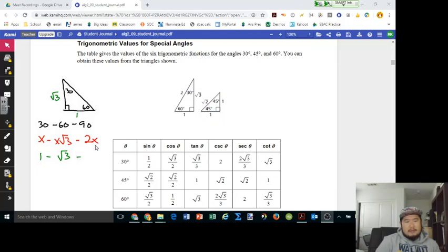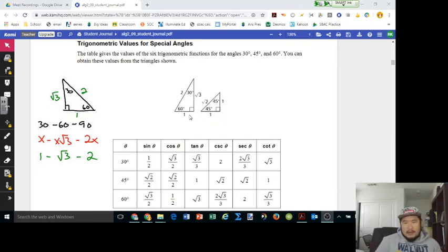And then the side opposite of the hypotenuse, or sorry, the 90-degree angle, will be 2 times the length of the leg, which will be 2 times 1, and that'll get us 2. And then that's how this diagram now looks the same as what was already shown. Okay.